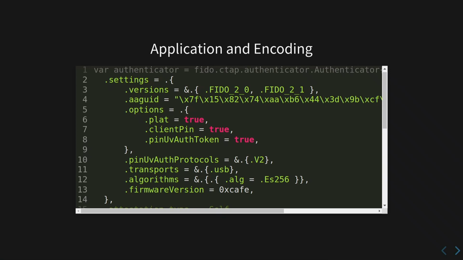So, for example, we provide a version. So, which FIDO version do we support? A unique ID for our authenticator, or for the type of authenticator we provide, and then, which is probably the most important thing, the signature algorithm to use. So here it's ES256, which is elliptic curve digital signatures over the curve P-256.